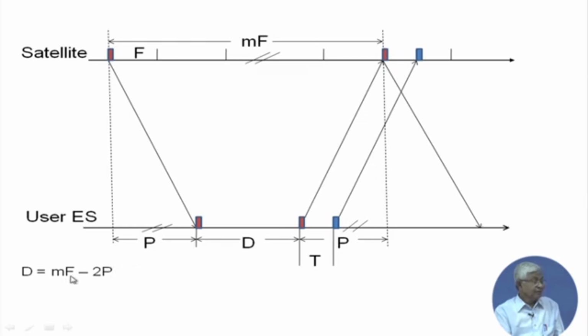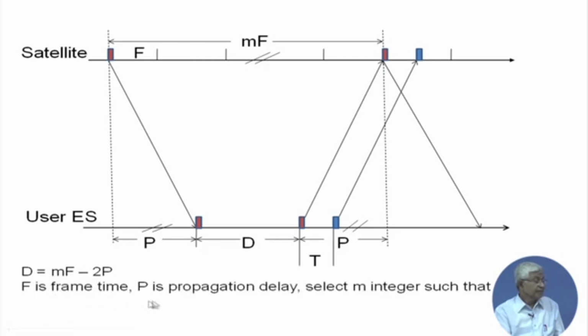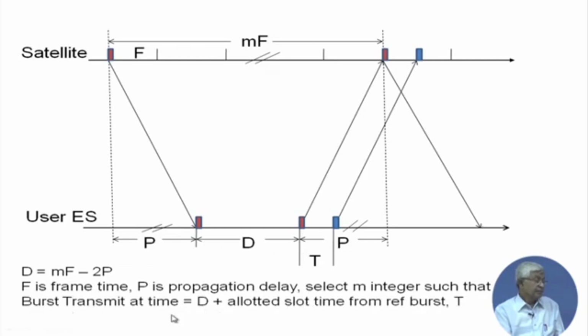Then frame time is known to you. So, only this small m, which is the integer number of frames, and d is unknown. So, you have to iterate this, where f is the frame time, p is the propagation delay, and select integer m such that d is less than the frame time. Once you know that, the burst transmit time with respect to d is d plus the allotted slot time from the reference burst. So, from the reception of the reference burst, d plus t is the time when you are transmitting.